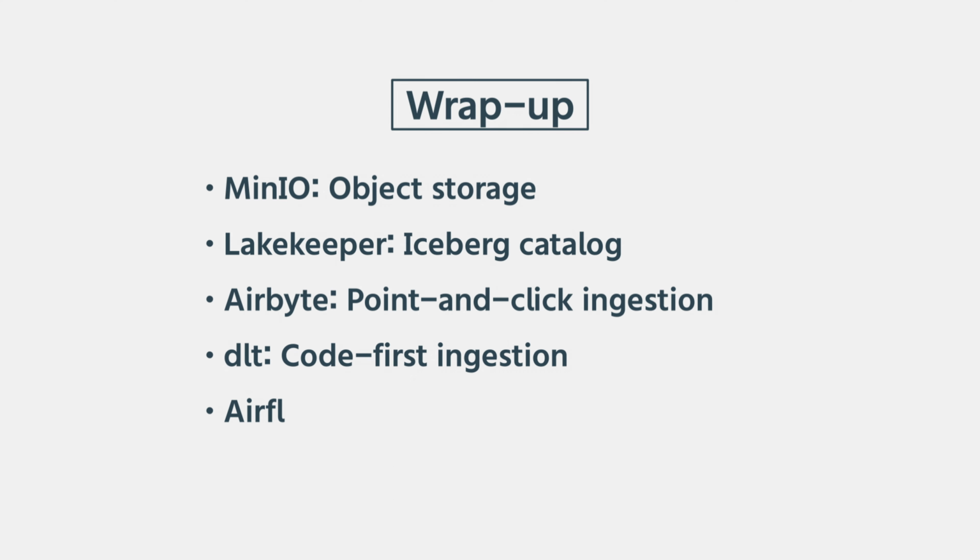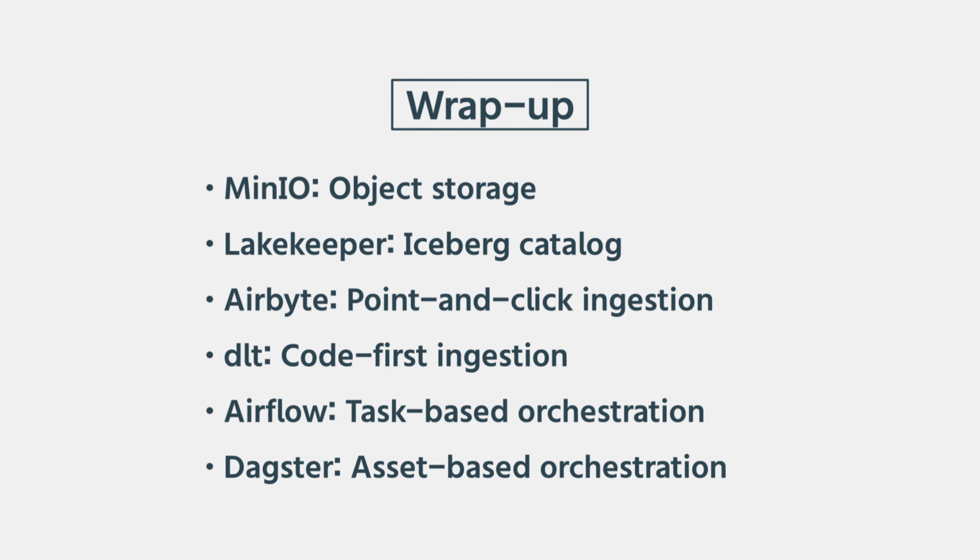Today, we stood up the storage and catalog layer with MinIO and Lakekeeper, then ingested a real dataset two ways, point and click with Airbyte and code first with DLT. We wrapped the same DLT pipeline in Airflow and Dagster to compare orchestration ergonomics. Airflow brings mature Kubernetes and SSO support. Dagster brings an asset-first model and a fast dev loop.